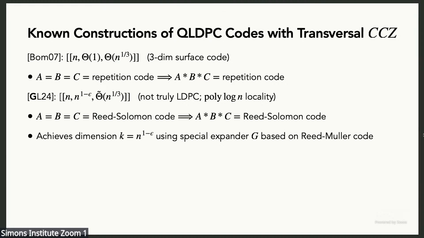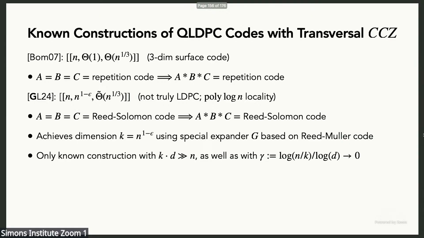And actually, to achieve good dimension here, we need to choose a very special spectral expander. Our spectral expander G has to be based on some sparsification of a Reed-Muller code, and it interacts very well with these local Reed-Solomon codes. So by very carefully choosing the graph G, we can get decent dimension for these codes. As far as I know, this is the only known construction that beats classical repetition code parameters, so k times d greater than n, and as a result, we're able to also do low overhead magic state distillation with these codes.